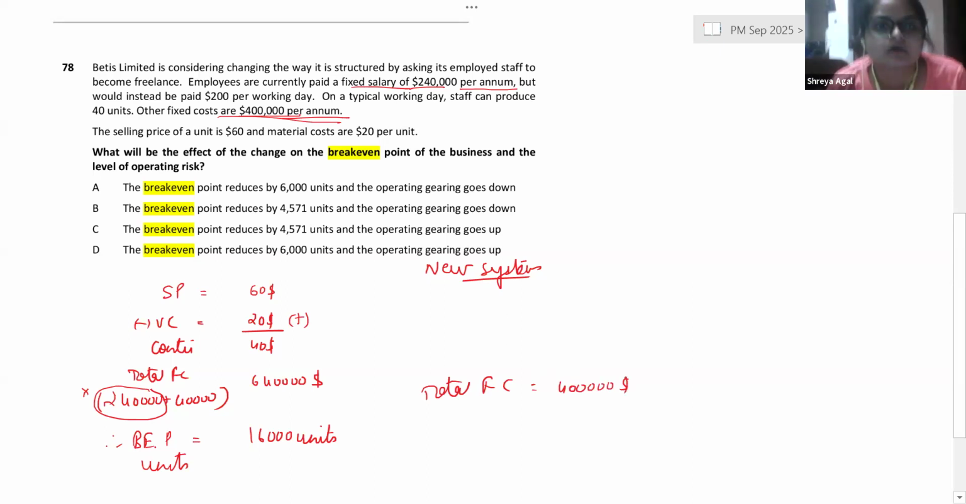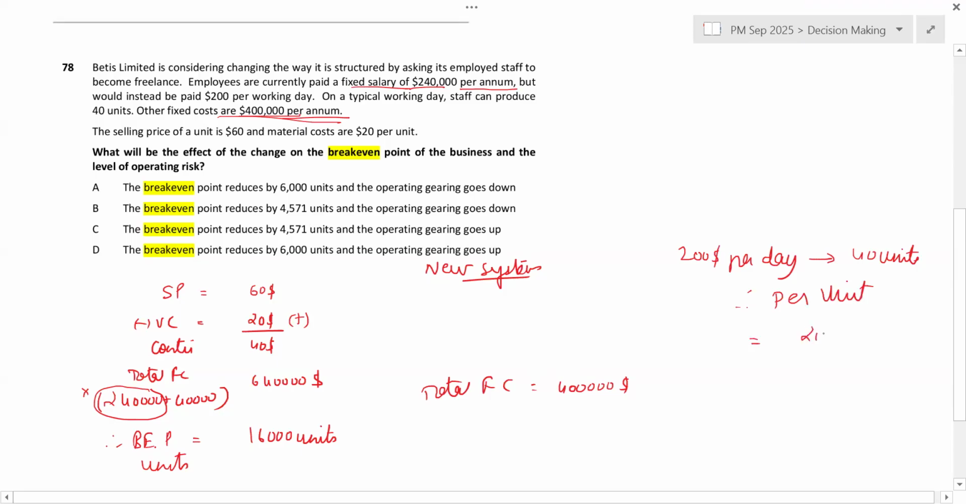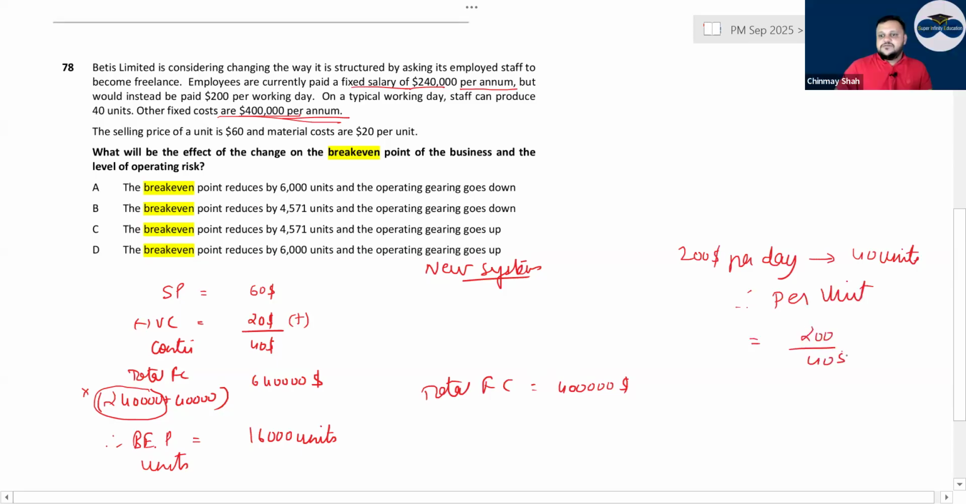But by eliminating this, we are going to pay $200 per day. Correct? And in a day, how many units can you make? 40 units. So per unit cost is how much? 40 units divided into $200, so $5 per unit.